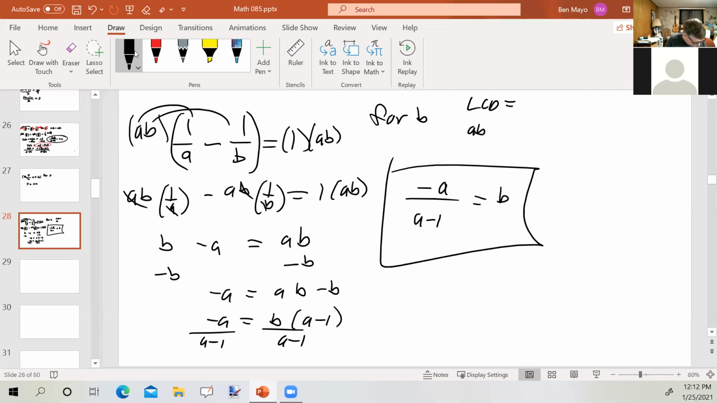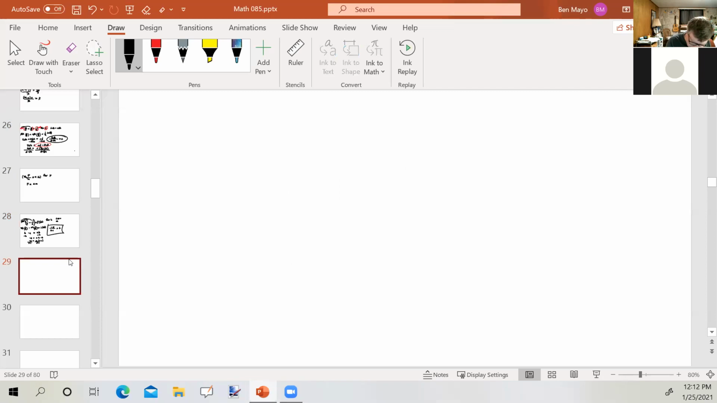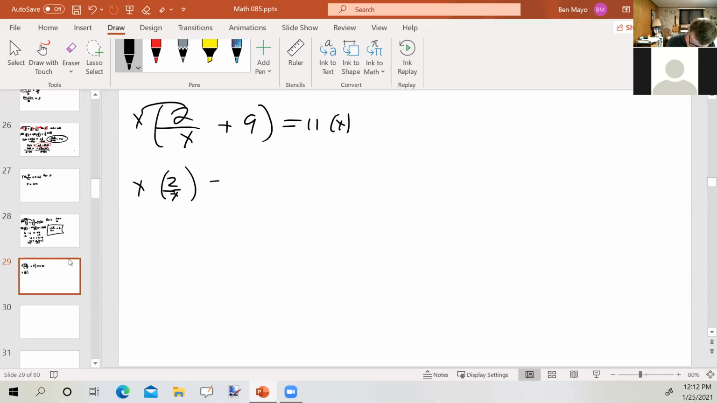Let's see here. How about this one? 2 over x plus 9 equals 11. To solve for x, I'm going to multiply both sides by the LCD, which is just x. So multiply here and here. So I get x times 2 over x plus x times 9 equals 11 times x. So x times 2 over x, I get 2 plus 9x equals 11x.